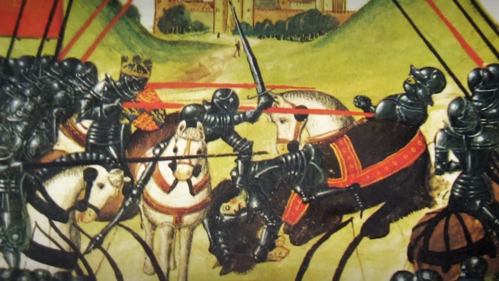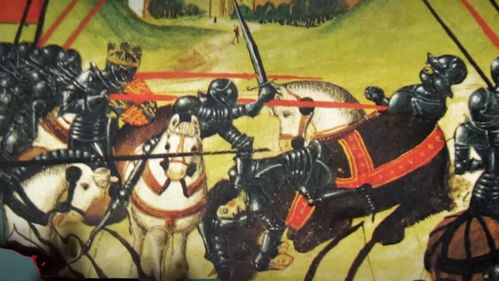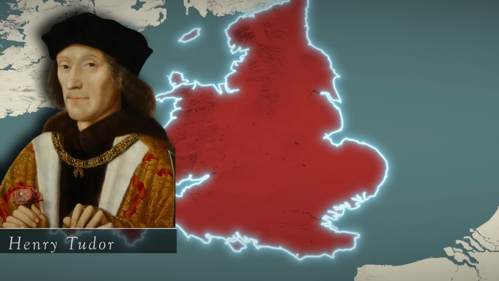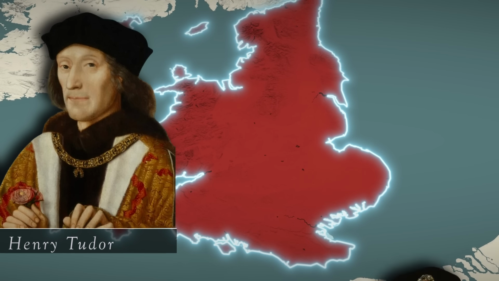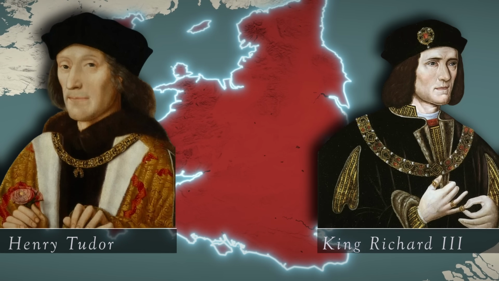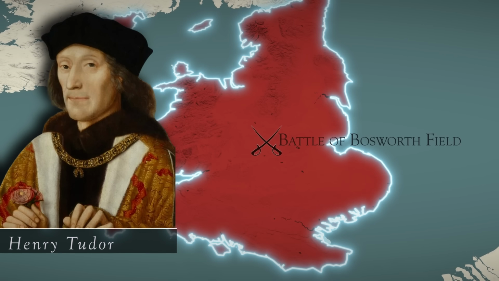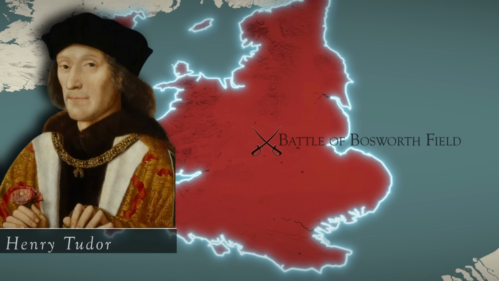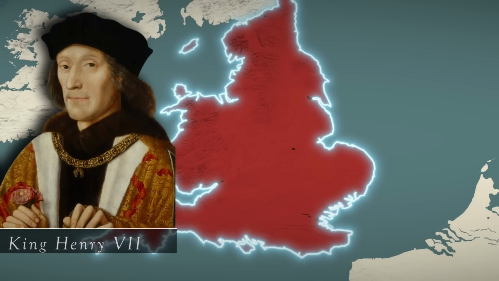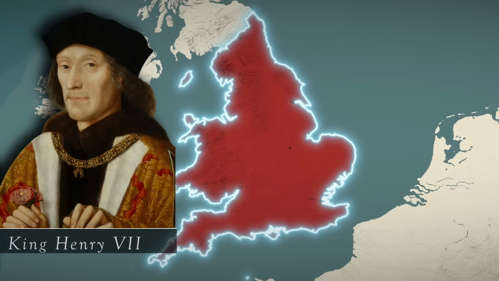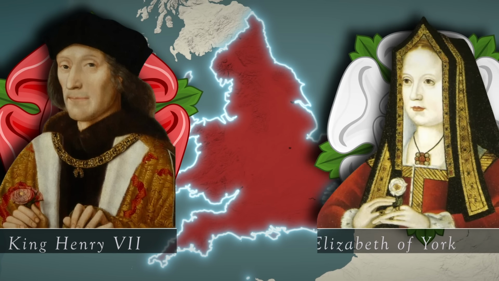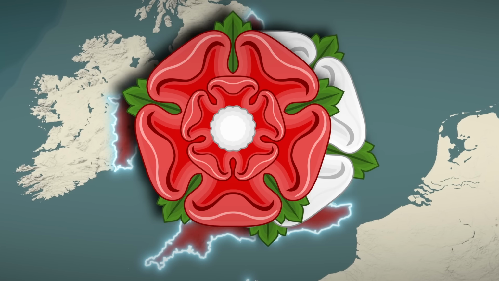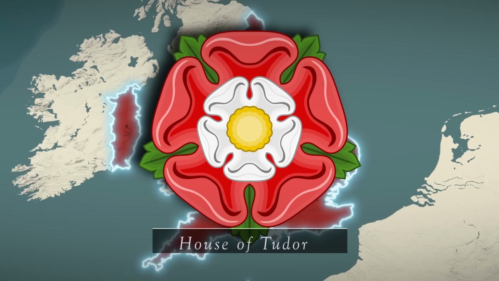The fighting continued sporadically for the next 30 years, until Henry Tudor, the last surviving male of the Lancastrian line, returned from exile in France and defeated the Yorkist King Richard III at the Battle of Bosworth Field in 1485. England then transitioned into a period of relative peace, owing to the houses of Lancaster and York uniting under King Henry VII's marriage to Elizabeth of York, which ushered in the establishment of the Tudor dynasty.